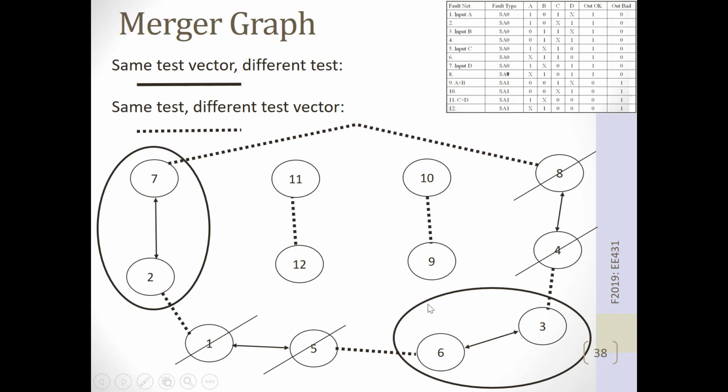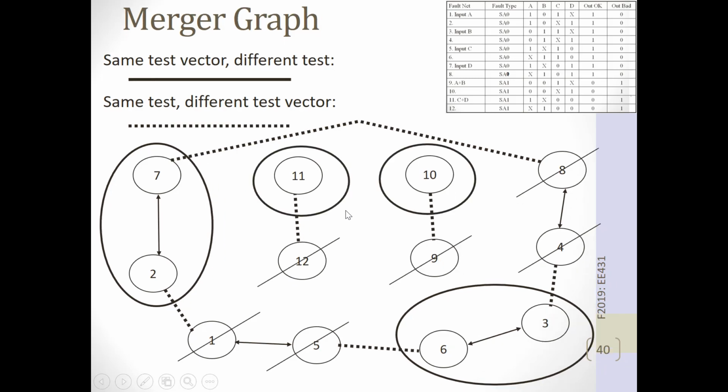Okay. And then, so let's see. These 2 are testing for the same fault. They're a different test vector, but testing for the same fault. So I only need to do 1 of each of those, and I can cross out the other. If I'm doing 11, I don't need to do 12. And if I'm doing 10, I don't need to do 9.